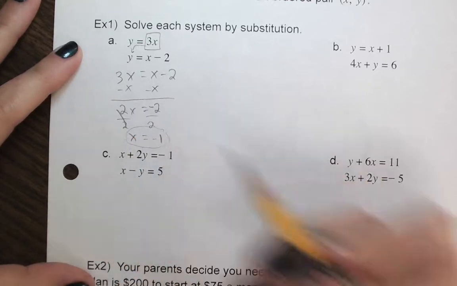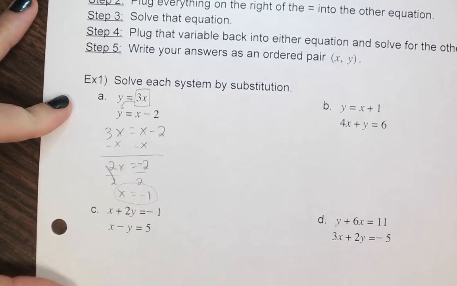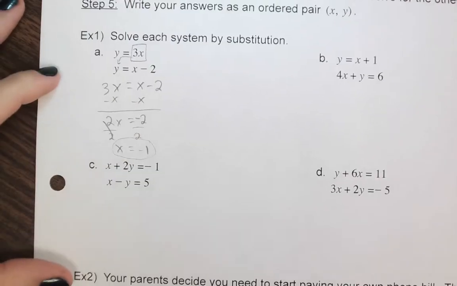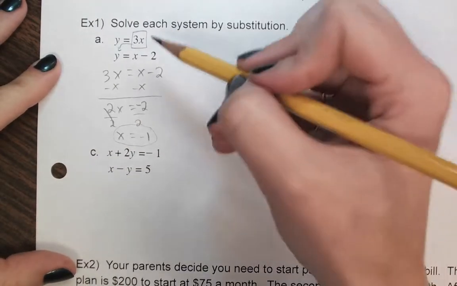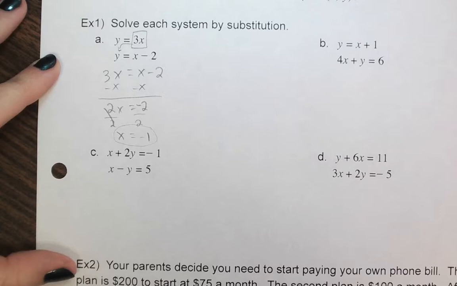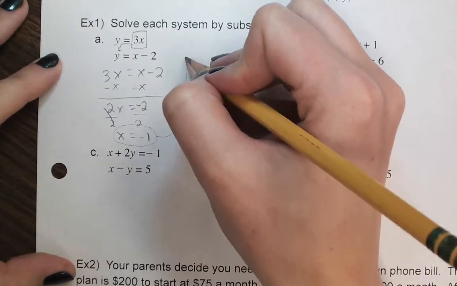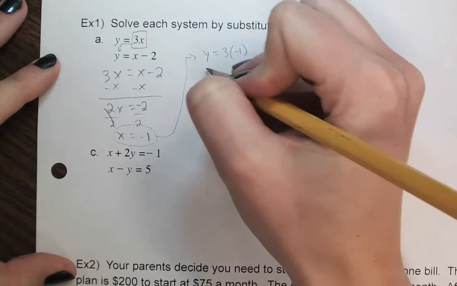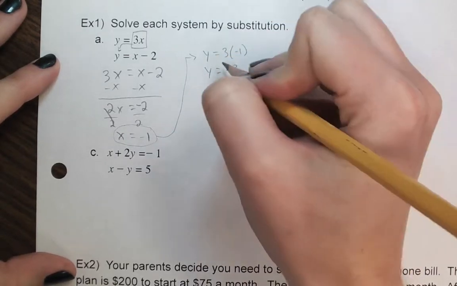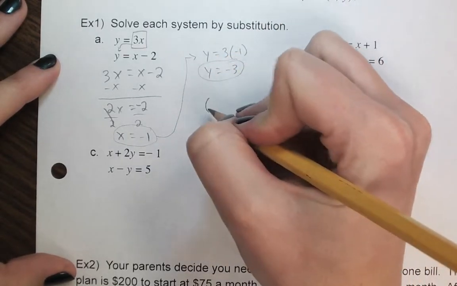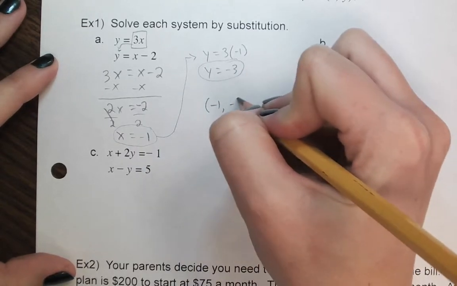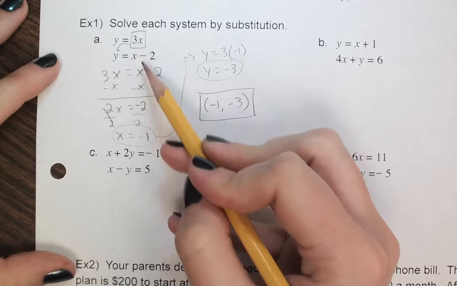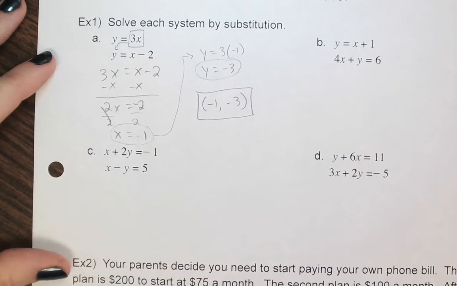I'm not all the way done though, because step 4 was plug that back in to get your answer. So it does not matter which of these equations you plug it into, you will get the same thing no matter what. So if I plug it into the top one, 3 times -1 is -3. So my final answer is the point -1, -3. So this would be the point where these two lines intersect each other.